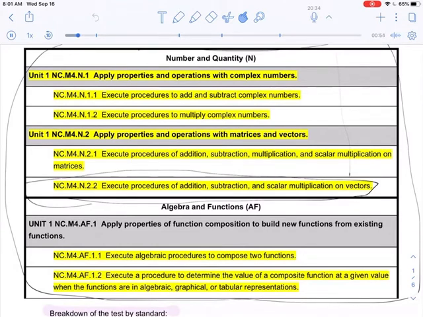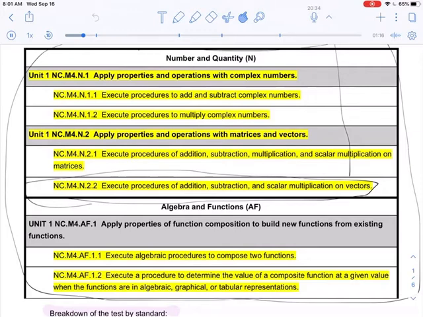However, on the test, or on the assessment, there are 2 bonus questions that have to do with vector subtraction and addition. So if you want to study those, you can, but just know that they're bonus questions. They're not going to be part of your test grade unless you get them correct.